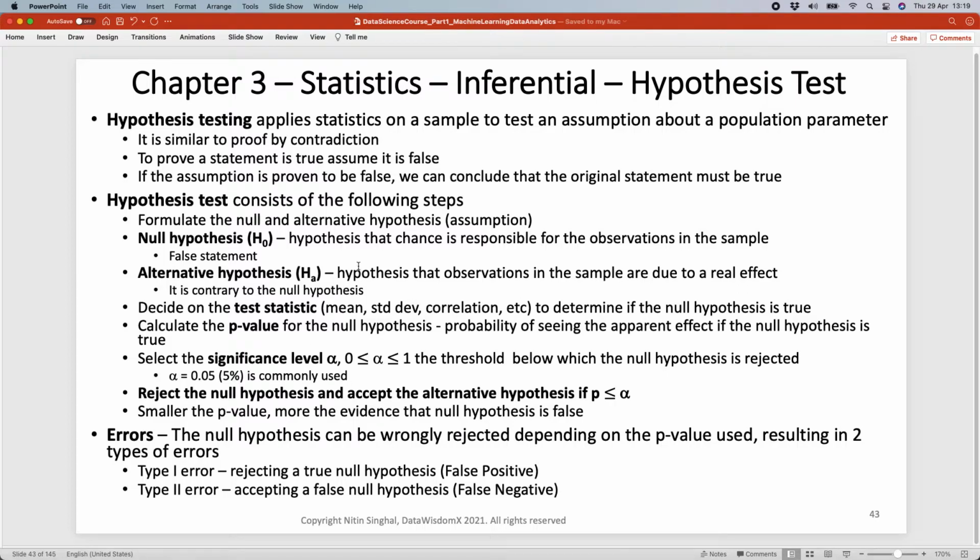So that's what this hypothesis testing is all about. I mean, you just have to follow these steps: determine the test statistic, then determine the probability, and finally the significance level.